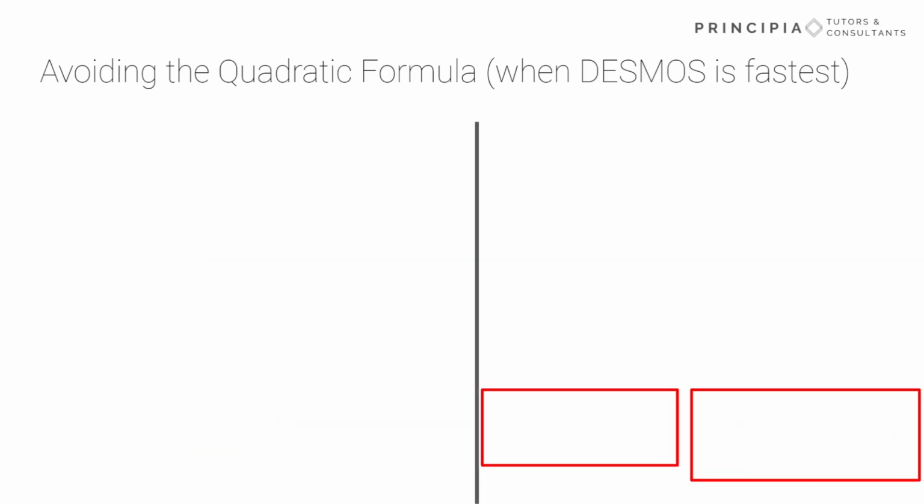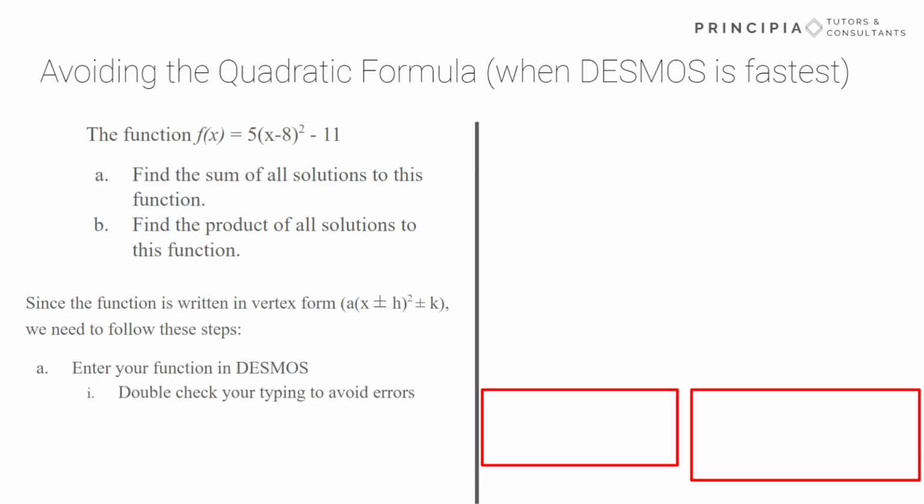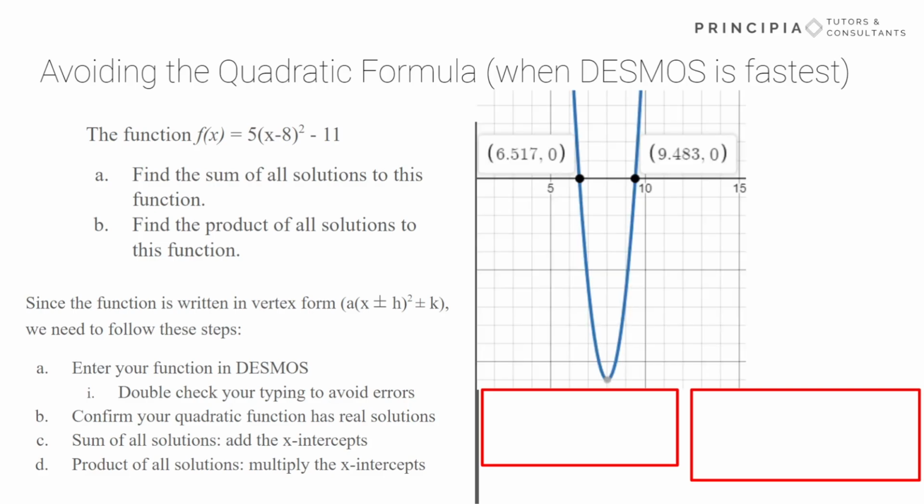All right, moving on. How about when we're dealing with a vertex form function? So here, finding the sum and product of all solutions to the function, very similar to the last example. If it's in vertex form, you can just plug it into DESMOS. Make sure your typing avoids any sort of error so you can double check. Confirm the function has real solutions by confirming it does intersect the x-axis. Then again, for the sum of all solutions, you're just adding the x-intercepts, and the product of all solutions involves multiplying the x-intercepts. Here's the output.